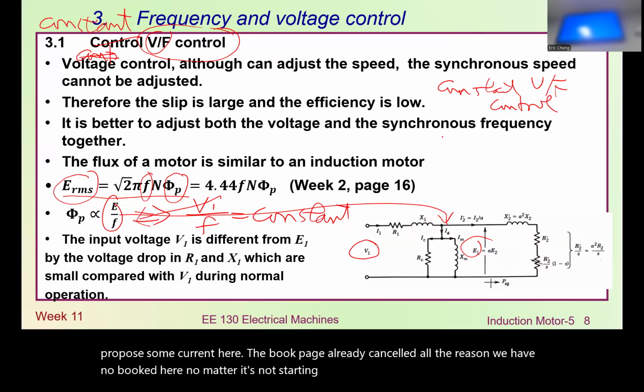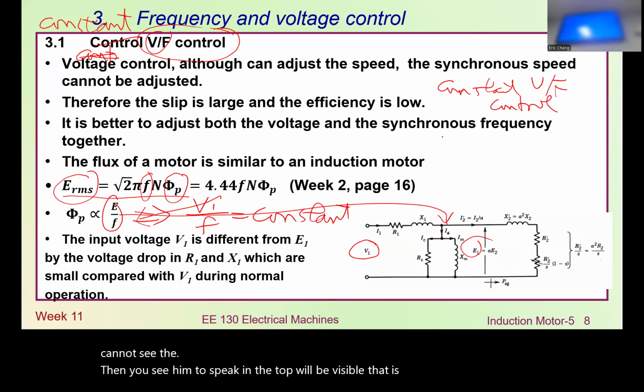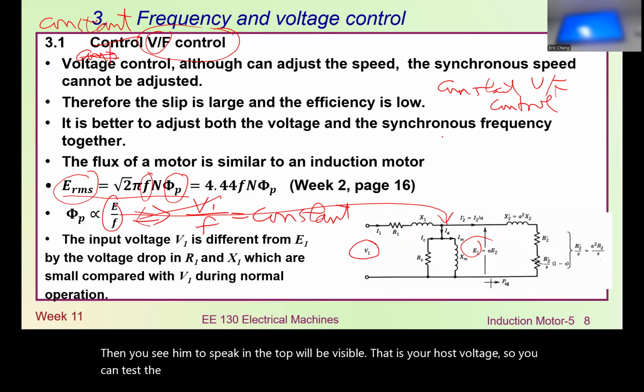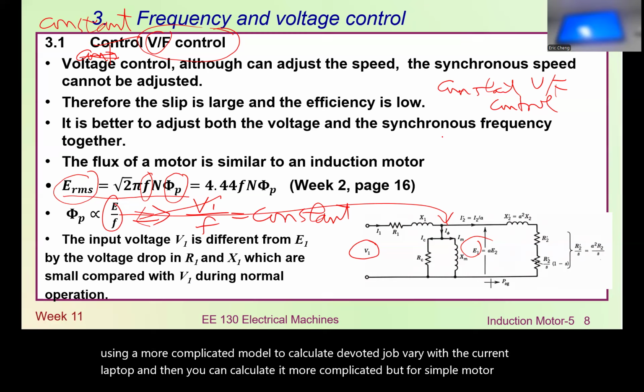You can't start. So if you see the motor does not start, you slightly increase the input voltage until the motor starts and the speed becomes visible. That is your boost voltage. So you can test the motor by experiment, trial and error. Of course, you can use a more complicated model to calculate the voltage drop, which varies with the current, and then calculate it. That's more complicated, but for simple motor control, you can just use up to 2%.